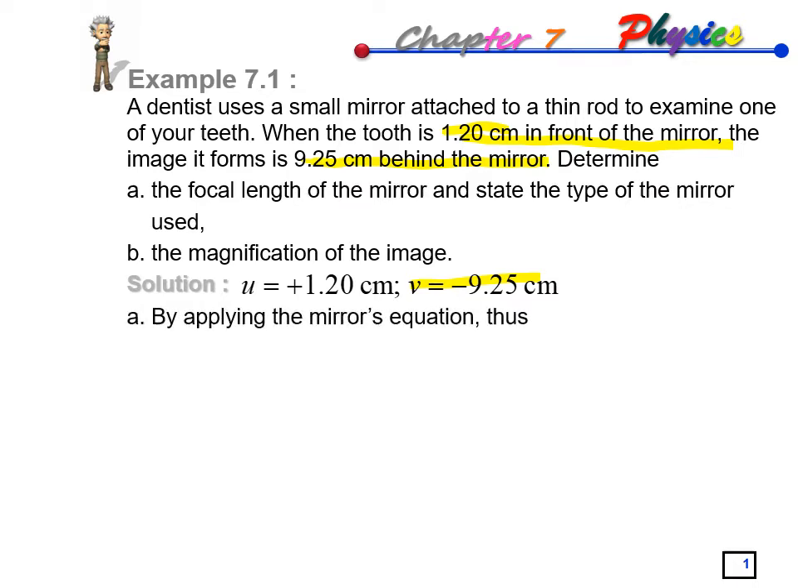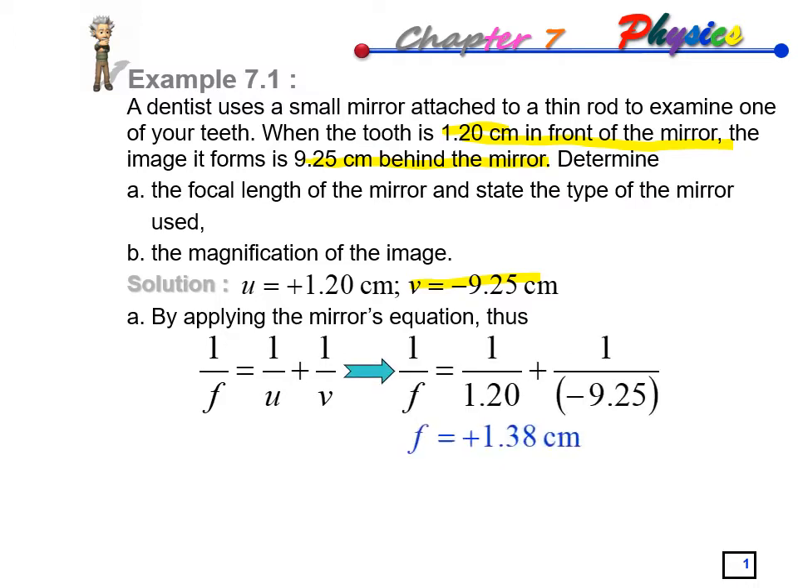Since we have u and v, what you can do is apply the mirror equation, 1 over f equals 1 over u plus 1 over v. Replacing the values, we end up with f, which is the focal length. Since we get a positive value for the focal length, that means we have a concave mirror, or concave reflector.